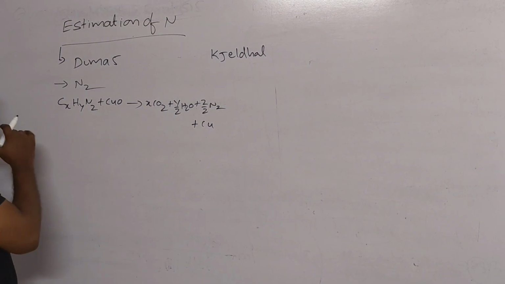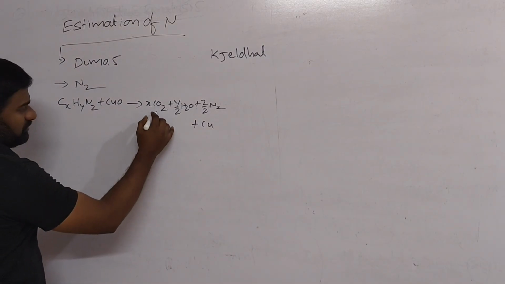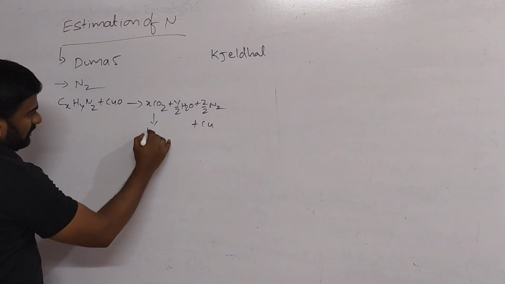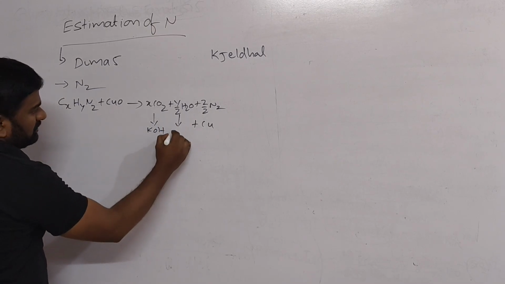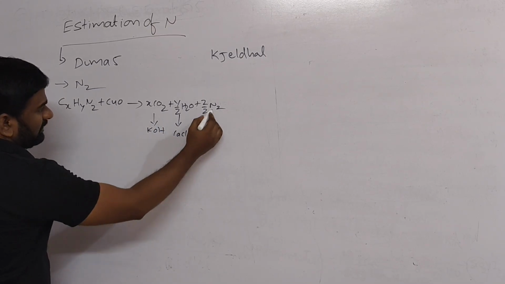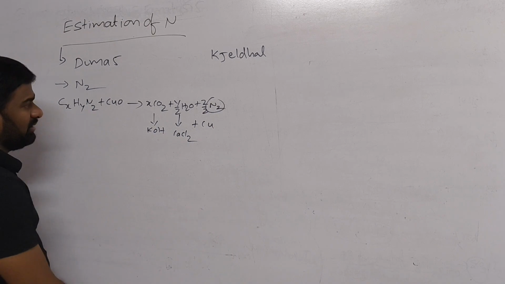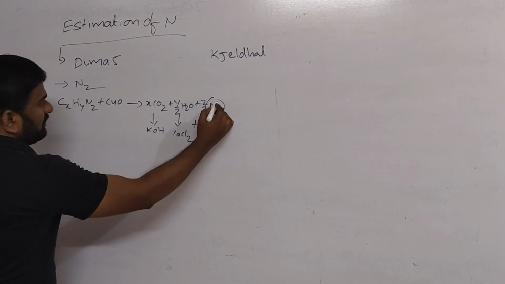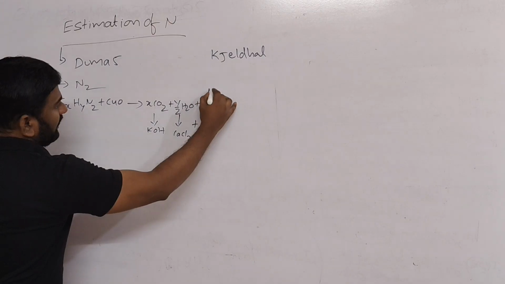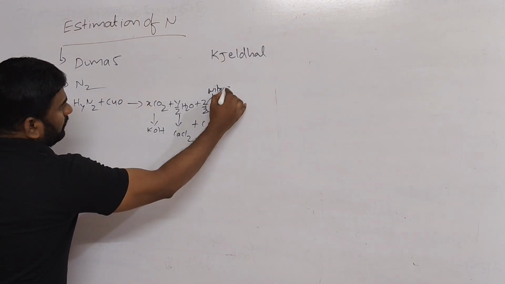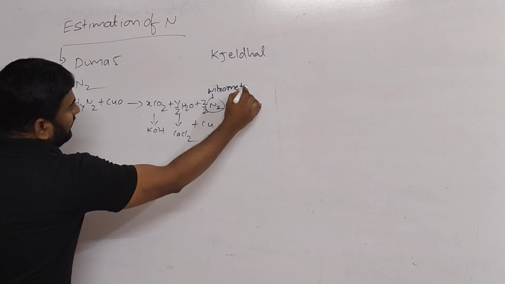Here CO2 is absorbed in KOH. H2O is absorbed in CaCl2. The remaining gas will be N2. Where is it collected? In this method, it goes to the nitrometer.